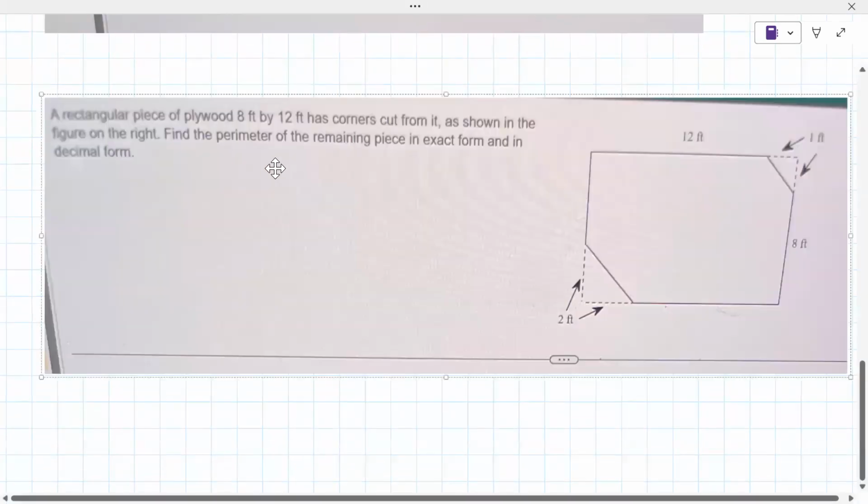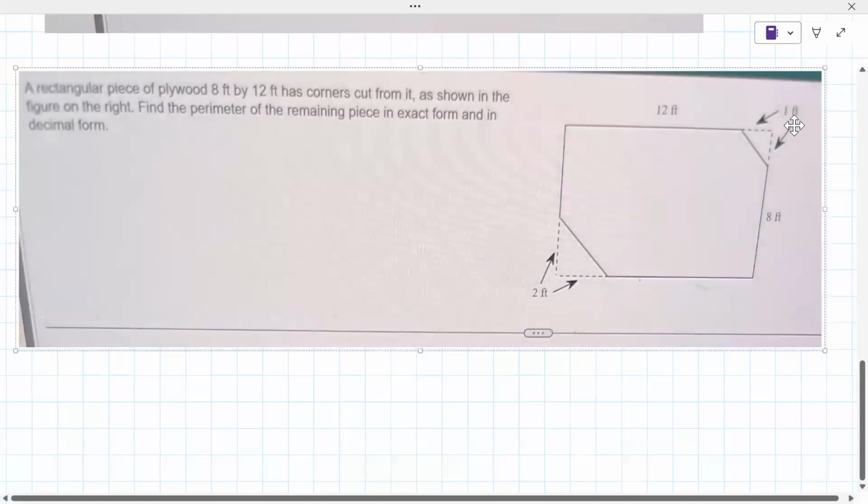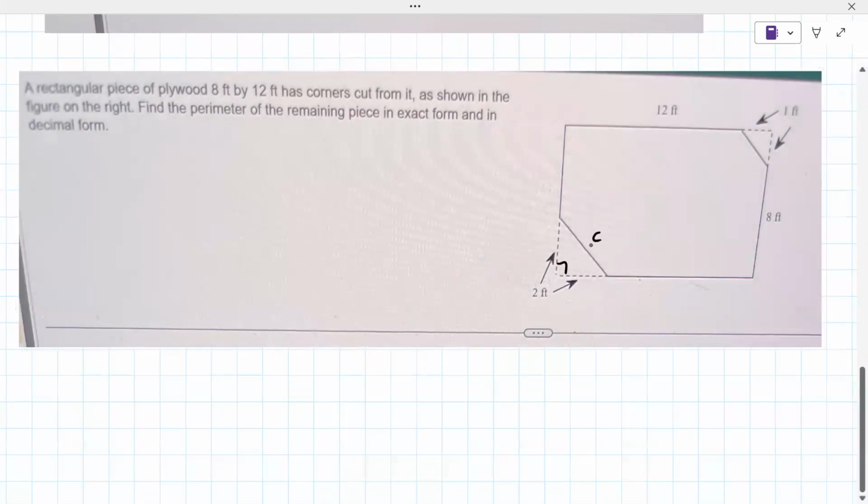All right, so it says a rectangular piece of plywood, 8 by 12, has corners cut from it as shown in the figures on the right. Just the two corners. Find the perimeter of the remaining piece. So you've got to find the hypotenuse of each of these triangles. One of the important things here is to recognize that it's a 45, 45, 90. Did you guys talk about that in class or in your lectures? Yeah. Okay, so the reason that's important is that the hypotenuse is always the leg times the square root of 2. So this up here is 2 square root 2.